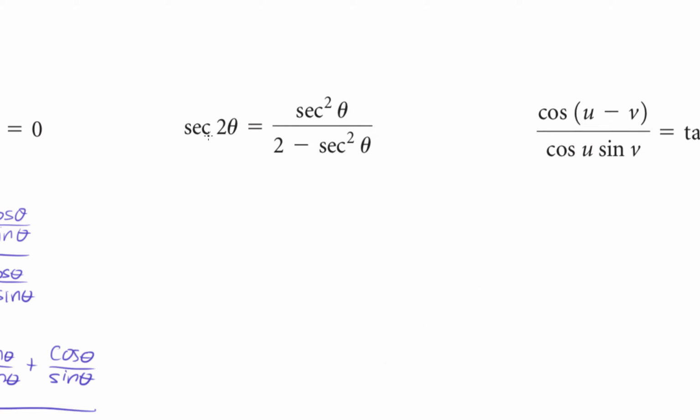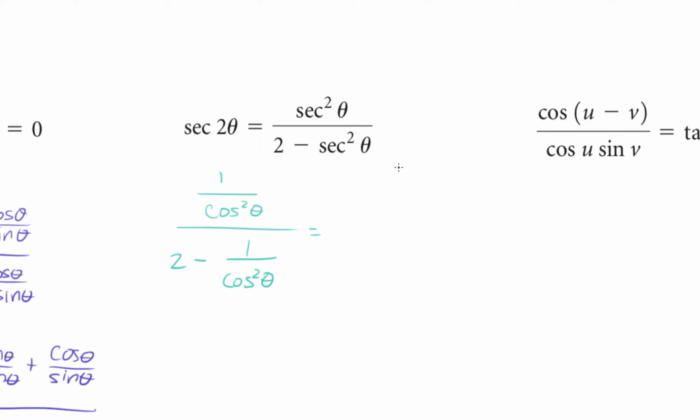So it says secant of 2 theta equals secant squared of theta over 2 minus secant squared of theta. Again, very similar to the first approach, I'm going to convert the secants into cosine. So I'm going to use the right side first. I'm going to prove it to be the left side. So you get secant squared is 1 over cosine square of theta. And then 2 minus 1 over cosine square of theta.